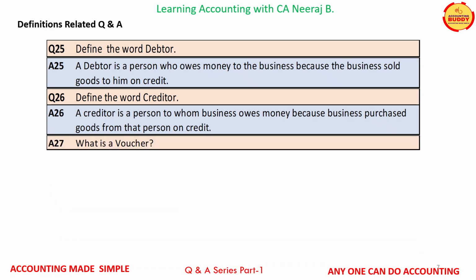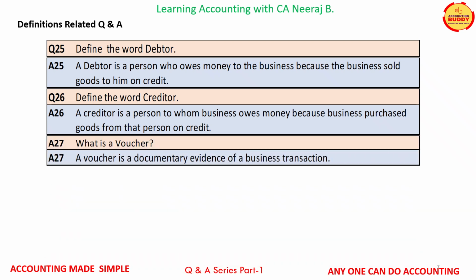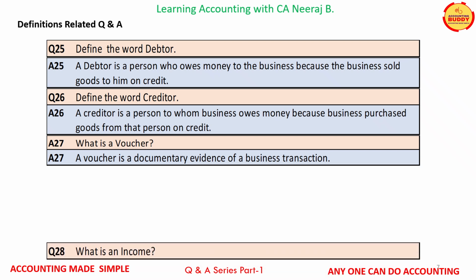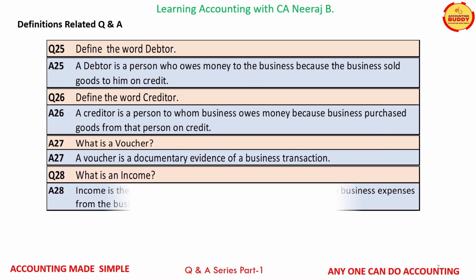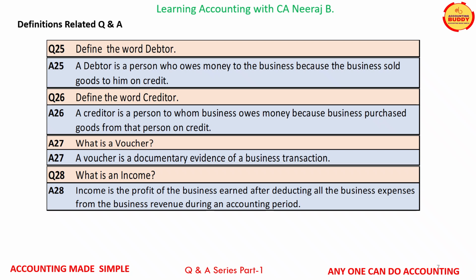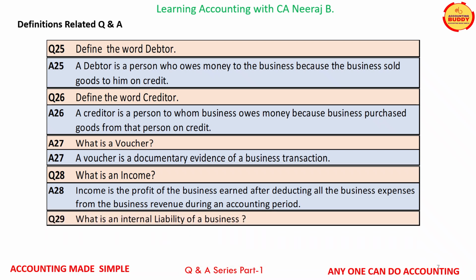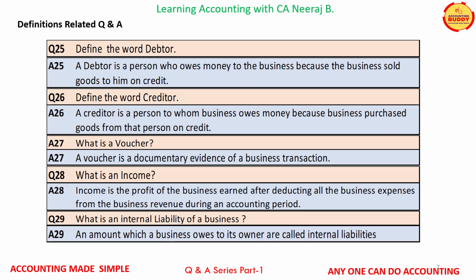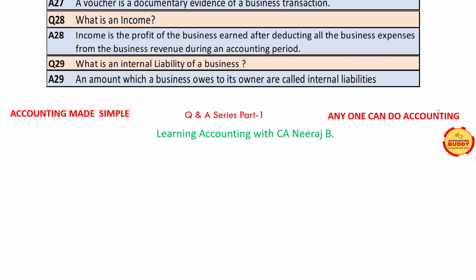Question number 27. What is a voucher? A voucher is a documentary evidence of a business transaction. Question number 28. What is an income? Income is the profit of the business earned after deducting all the business expenses from the business revenue during an accounting period. Question number 29. What is an internal liability of a business? An amount which a business owes to its owners is called an internal liability.